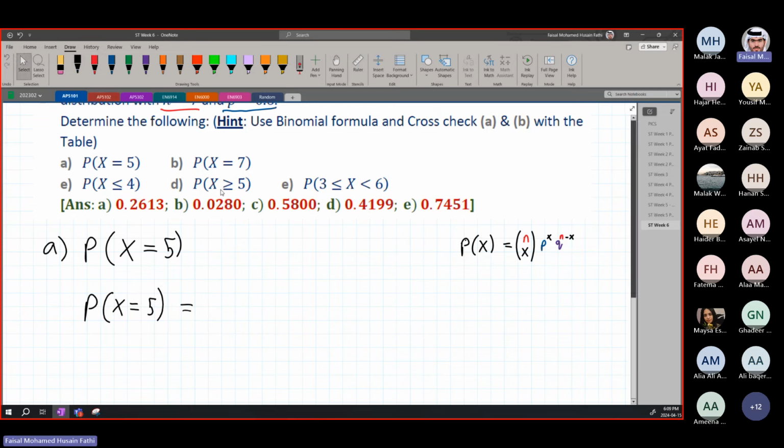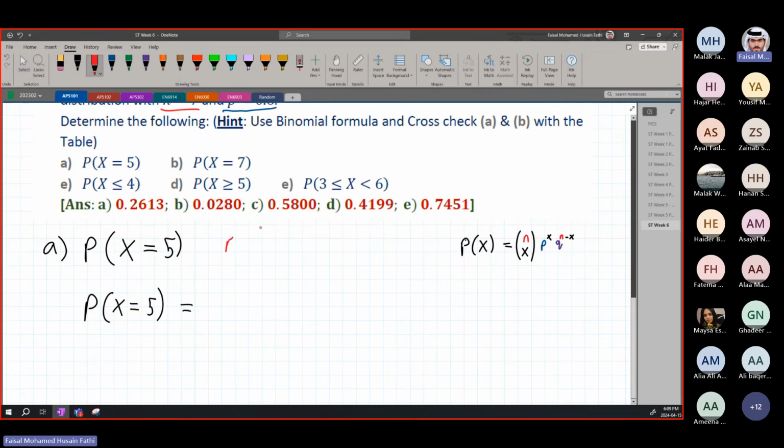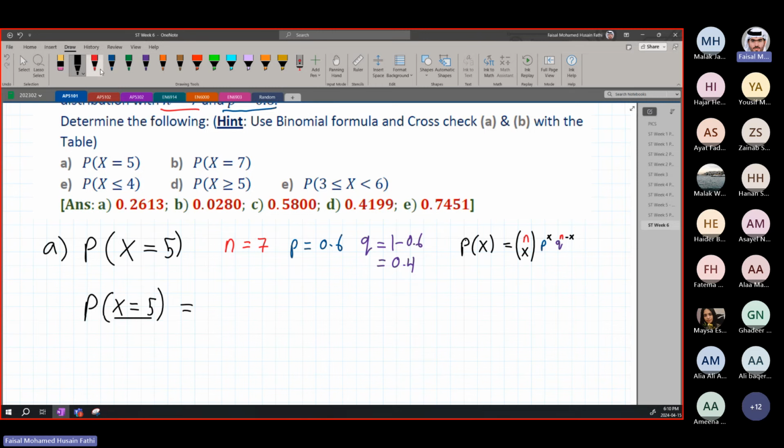First of all, before even starting, let us determine all our values. So in this case, n is equal to 7, p is equal to 0.6, q is equal to 1 minus p, which is 1 minus 0.6, or in other words, it's just equal to 0.4. This is our q value. And now our x value, it is given in the probability. That's how it will always be. Our x is equal to 5. So we substitute this into the equation.